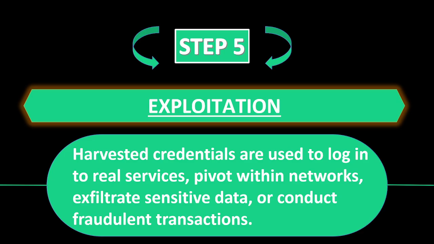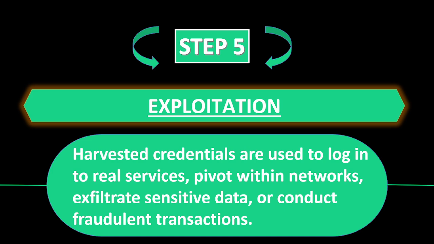The last one is exploitation. Finally, they use what they stole. Now they are using what they have stolen till now: logging into real accounts, moving inside networks, or selling your data online. So this is all they do when they steal your information. This is how phishing often leads to bigger attacks like data breaches or identity theft.